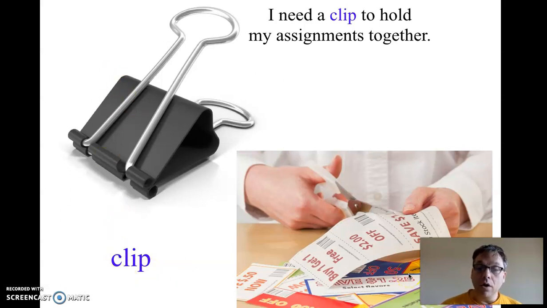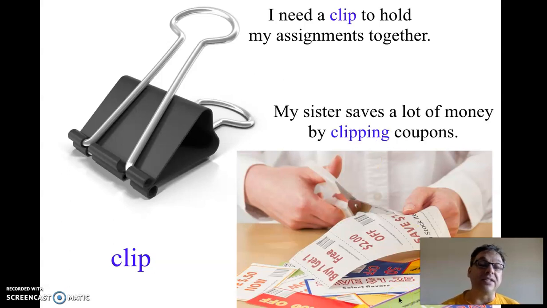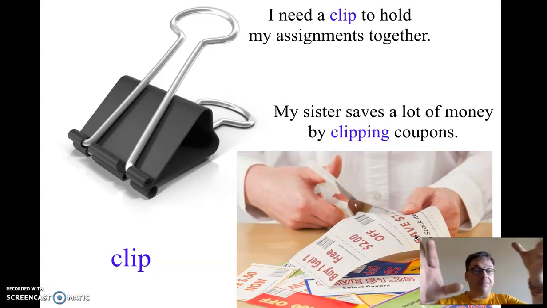Down here, we often say that this activity is clipping coupons. My sister saves a lot of money by clipping coupons. What is the person doing? They are cutting coupons, or cutting them out. So the two words here, one is sort of to connect something, right? Or keep them together. The other is to do the opposite. Right, to take them apart. So the coupons we take out of the newspaper or out of the advertisement by cutting them.